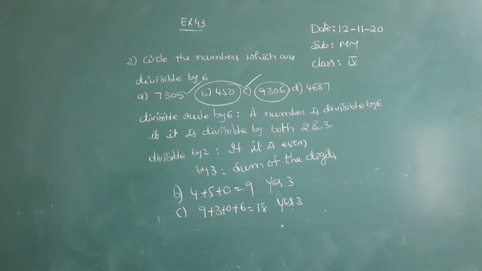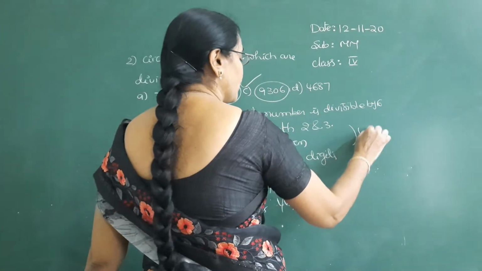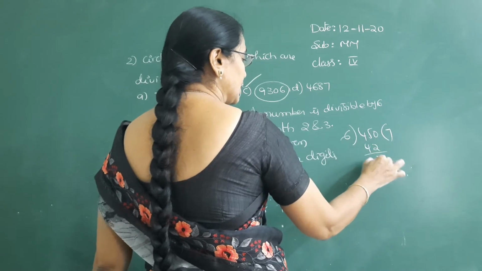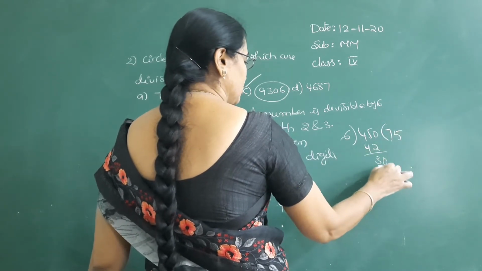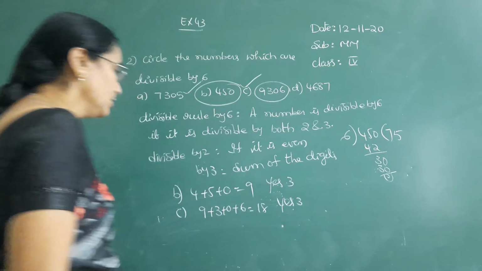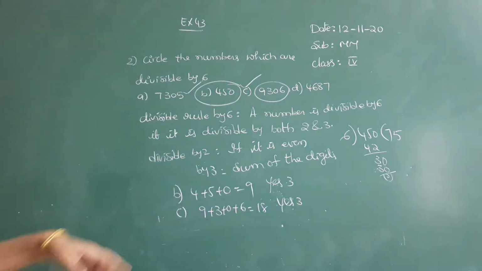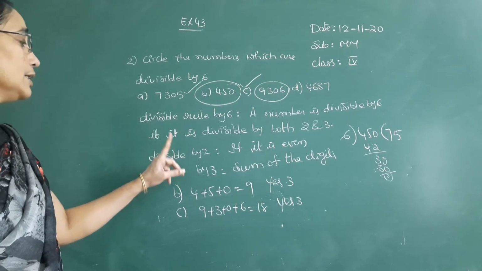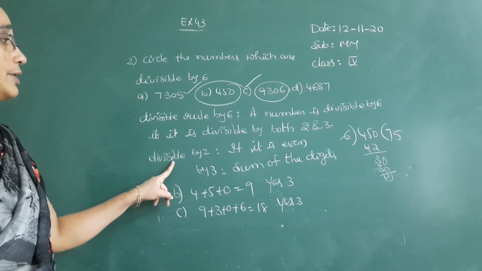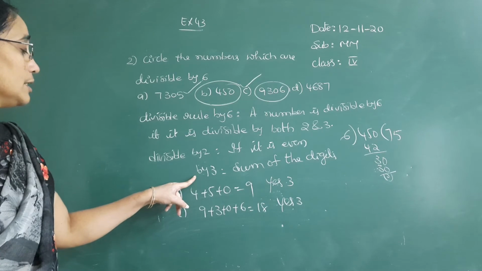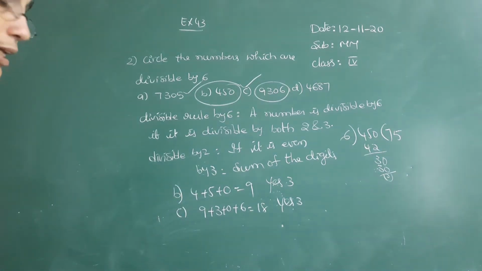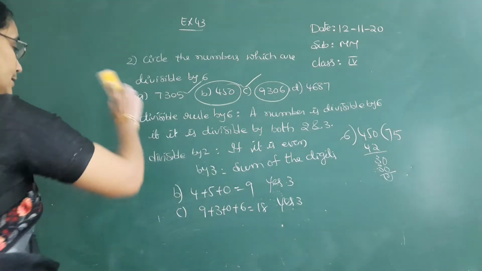No need to use the division method. For 450, we would have to divide by 6: 6 7s are 42, 3, 30, 6 5s are 30. No need to check with this method. We have to use divisibility rules. Divisible by 6 means it is divisible by both 2 and 3. Divisibility rule for 2: it is even. Divisibility by 3: the sum of the digits is divisible by 3. So you have to check like that.